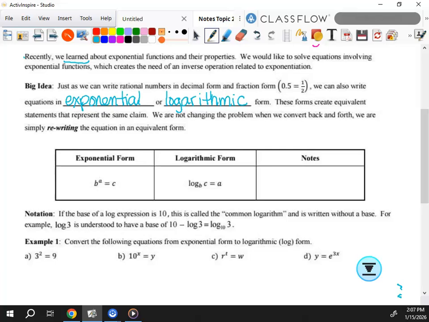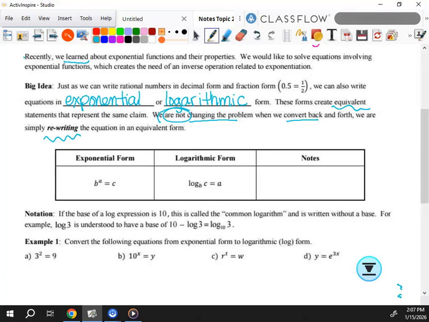These forms create equivalent statements that represent the same claim. We are not changing the problem when we convert back and forth. We are simply rewriting it. It's a different way to write it, and depending on the exact situation, one might be better than the other for whatever it is you're trying to do with it.